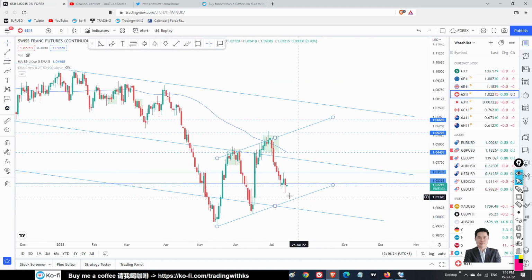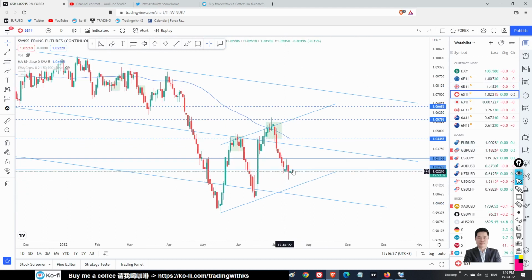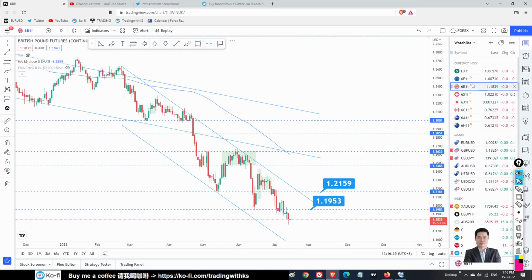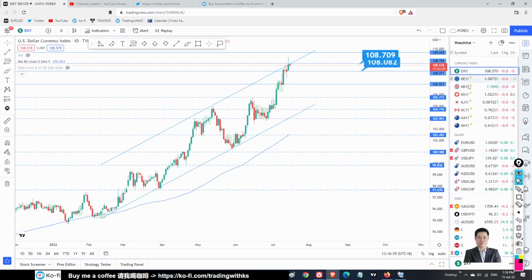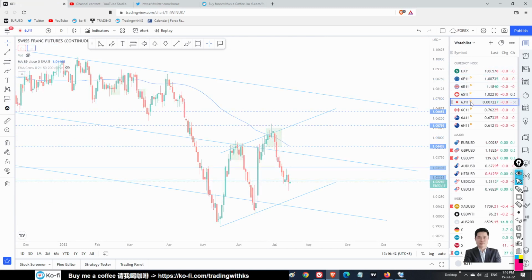Swiss franc is consolidating. Okay, this franc, we can't see a proper level here. But in the short term, it's slightly strengthening. Okay, it's neutral. Let me put it neutral. Okay, pound is weak, euro is weak, USD is strong, but tonight could be the turning point. So better be careful.